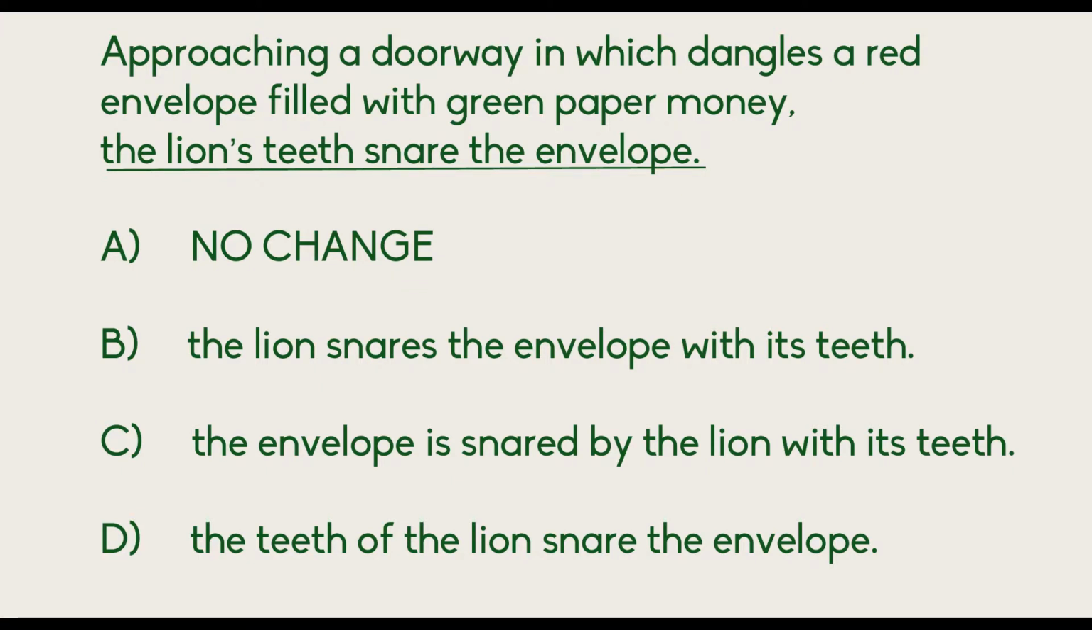Now, in the exam, you wouldn't necessarily know straight away that this was a modification question. And so one quick tip to figure out how you would identify this kind of question in the test is our answer choices all have the same information. They have the lion, its teeth, the envelope, and the act of snaring, but the information is jumbled up in different orders. And it's when you get these kind of questions where your answer choices have the same content, but the information is presented in different orders, that you might guess that this is a modification question.